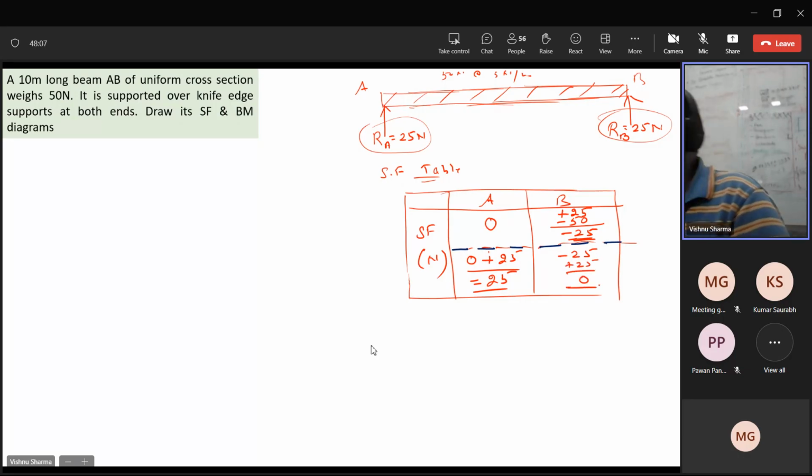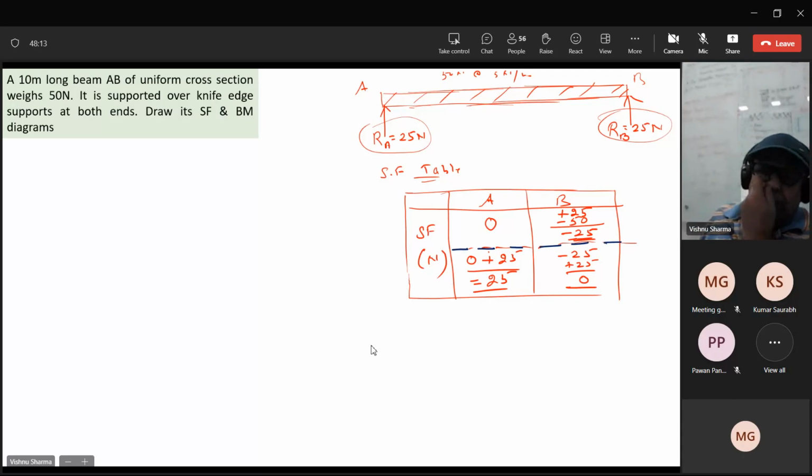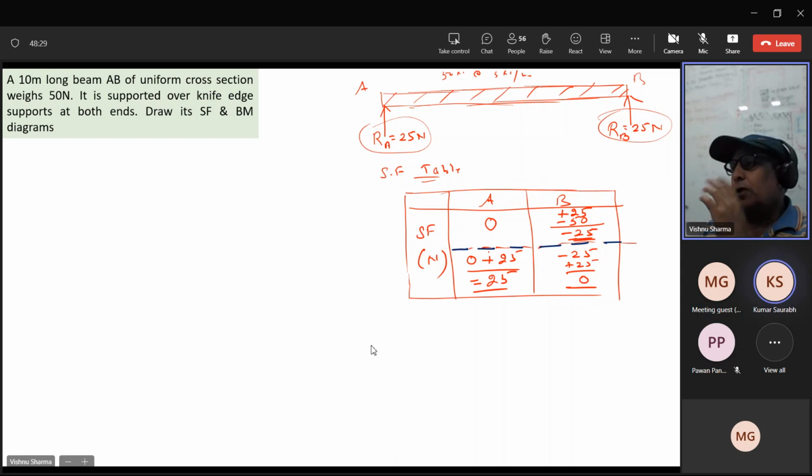Anybody has any questions on the SF table, let me know. Please interject wherever you have the issues. Sir, from this SF table now, you can see that at B it will be minus 25. So in that case, this clearly shows that this will be crossing this SF line. Let it cross. No, let's make the SF diagram.